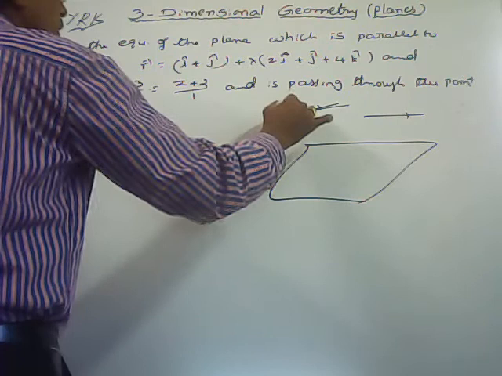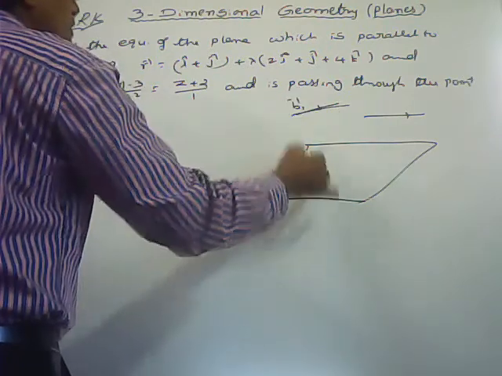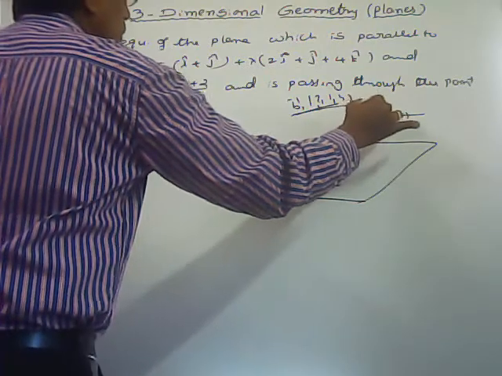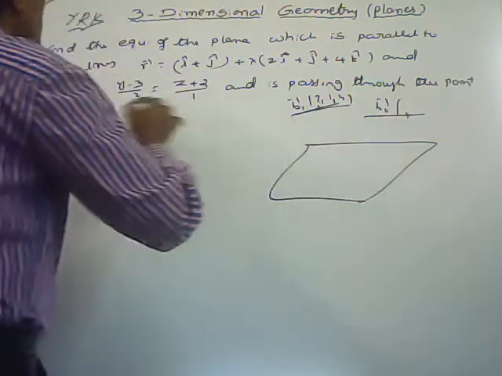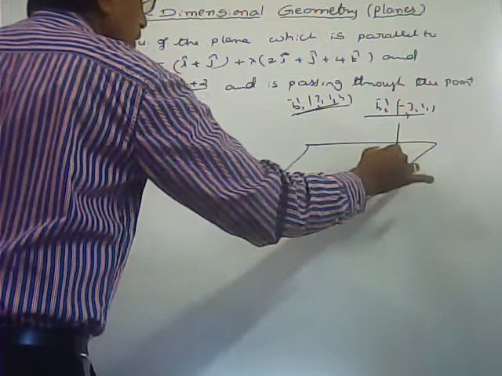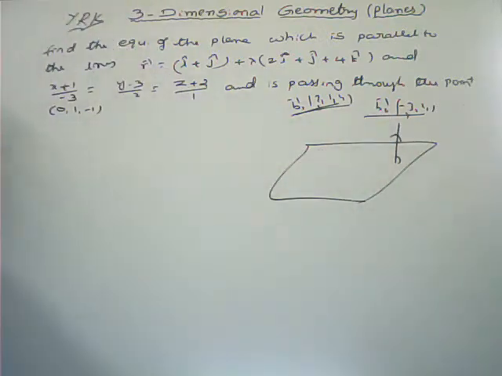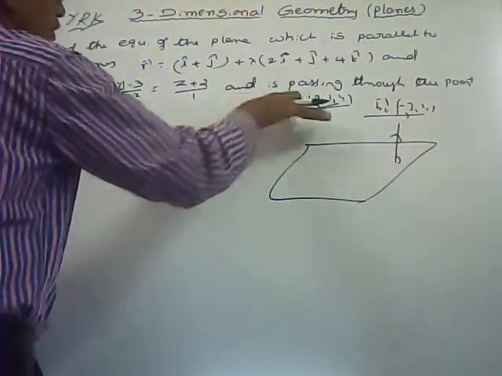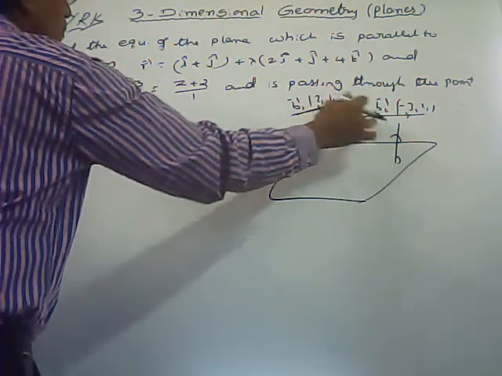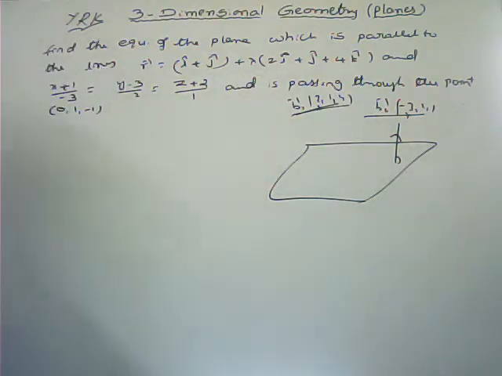So I am taking b1 bar parallel to the vector 2, 1, 4, and b2 bar parallel to minus 3, 2, 1. So what is the normal to that plane? This plane is parallel to these directions only. So what is the vector perpendicular to both b1 bar and b2 bar?